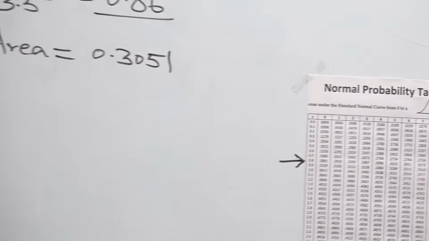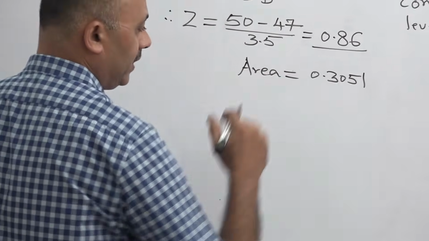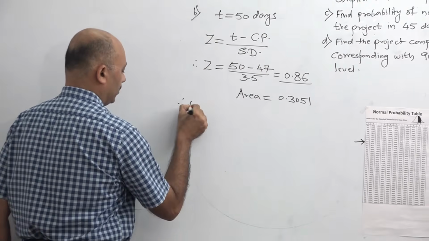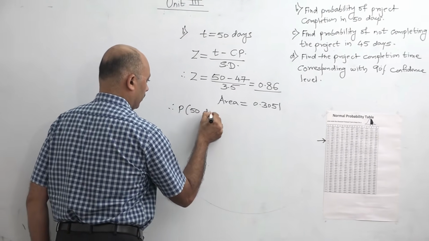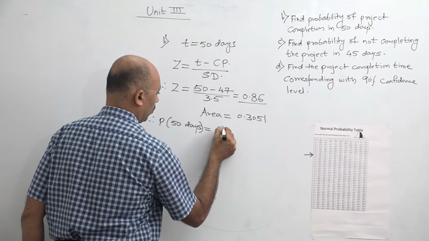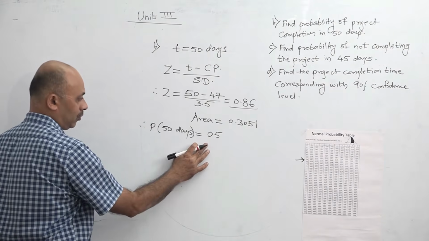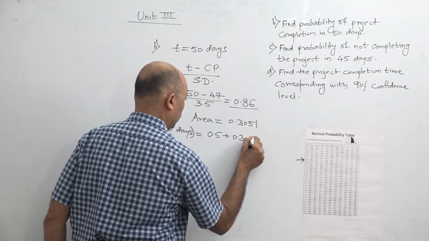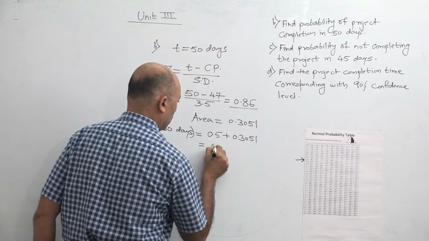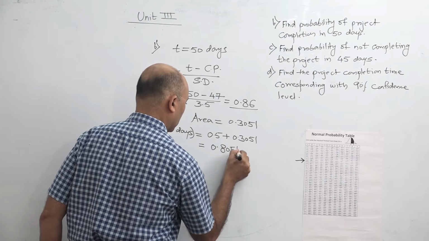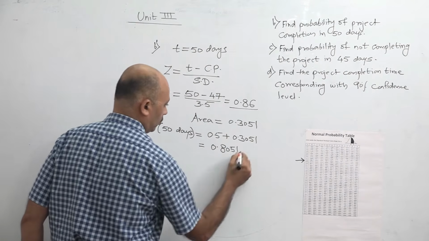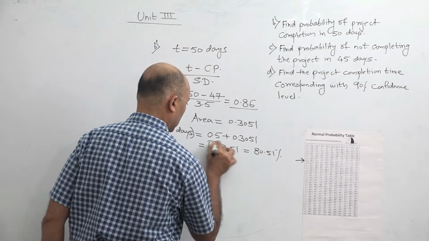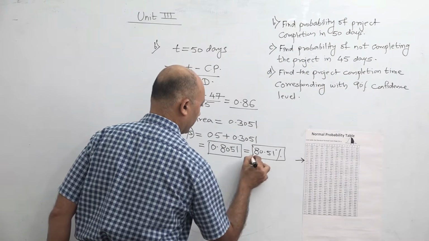Now we have already said that if time is greater than the critical path, probability will increase. So by how much will it increase? It will increase by this much. Therefore, we can say P of 50 days: the original probability of the critical path was 0.5 and this is the increase, so 0.5 plus 0.3051 is equal to 0.8051. If you multiply by 100, you will get the percentage, so that will be 80.51%. So this is the answer of the first question.